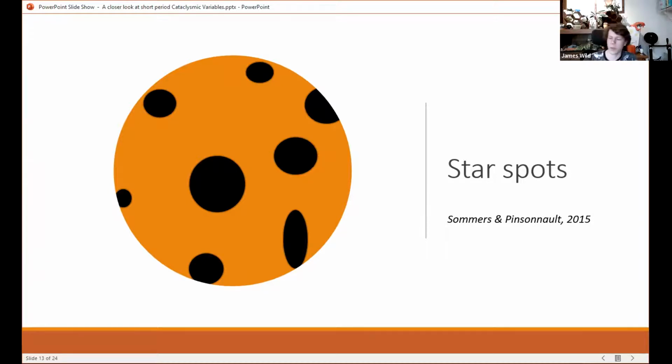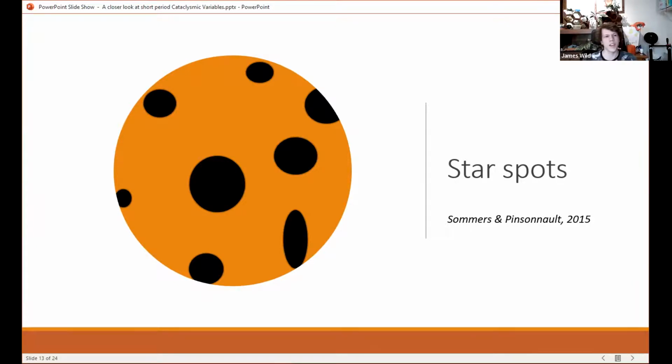Since the spots reduce the average surface flux, they cause the star to inflate a little bit until its surface area is just large enough to balance that reduction in flux, and that gives us what we want. So now that we have that, let's run a CV model.